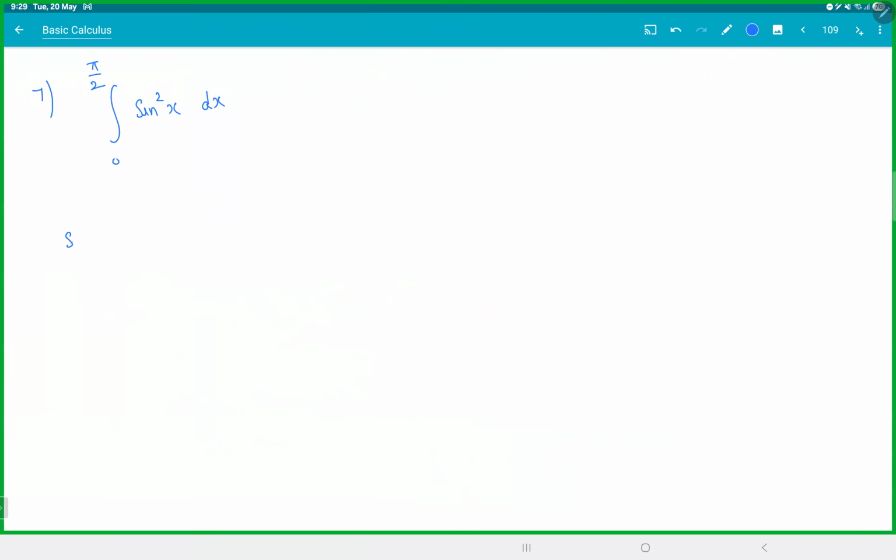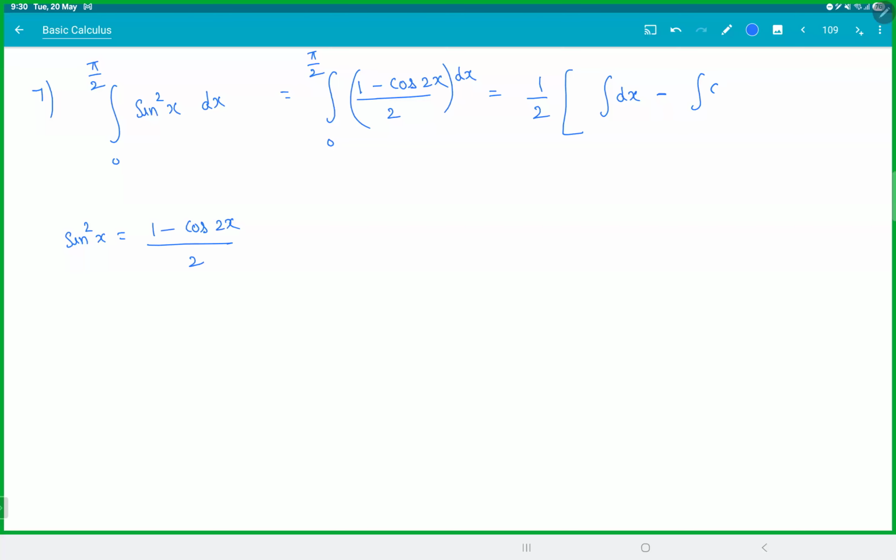So you can write sine square x is 1 minus cos 2x by 2. This we saw in trigonometry. So substitute here. So this will be integral 1 minus cos 2x by 2, 0 to pi by 2. So the half comes out. So just push it out. Integral, there's a dx also. So integral dx minus integral cos 2x dx. Limits will go from 0 to 90 to 0 to 90.